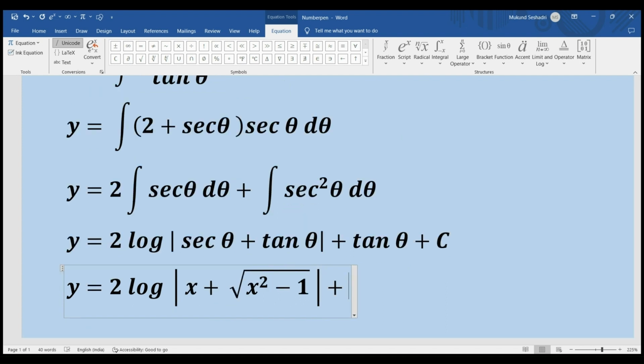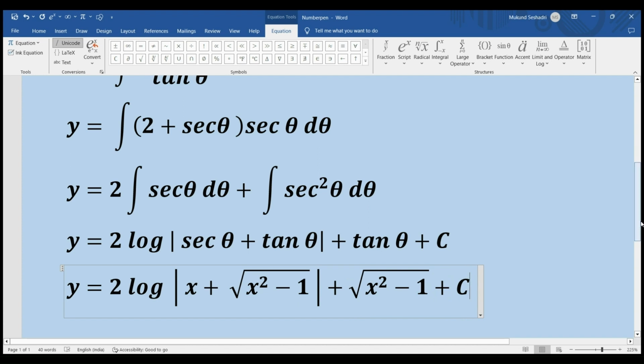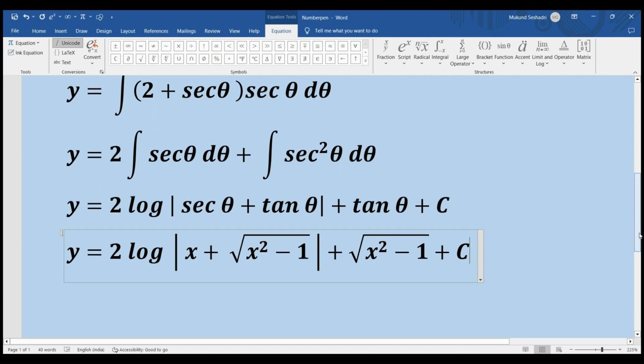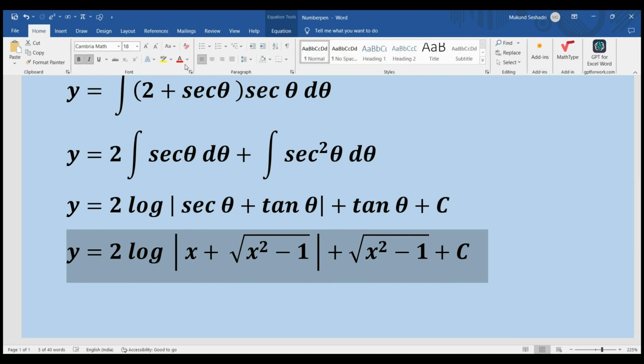And then I come to my part 2, which is again a tan theta, which is nothing but your square root of x square minus 1, which we just now worked out. And then I have my constant c. So the answer to this problem is 2 times log of mod of x plus root of x square minus 1 plus square root of x square minus 1 plus c. And remember that the expression inside the log is within the mod. So let me highlight my final answer in pink.